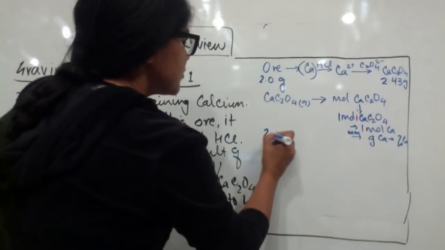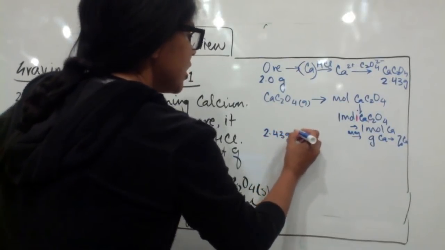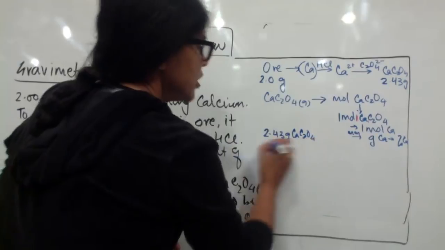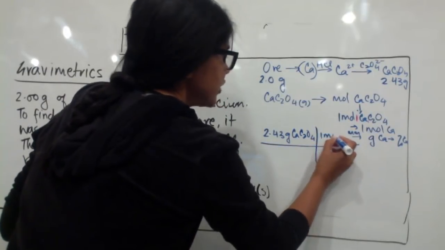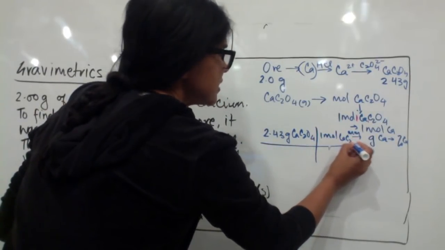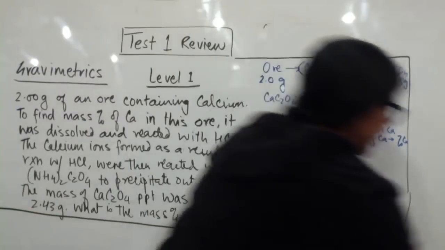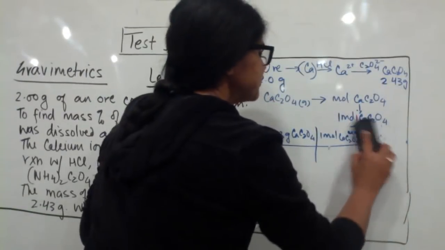So we have 2.43 grams of CaC2O4. And using the molar mass, we know 1 mole CaC2O4. I'm going to erase this blank here to create more room.